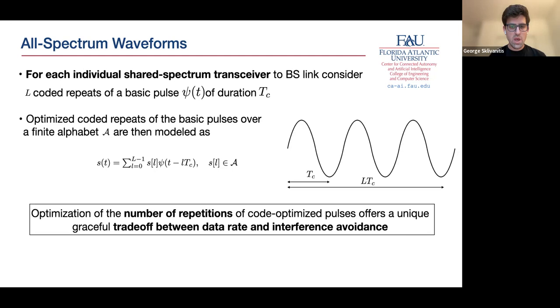Now, optimizing the number of repetitions, essentially the length of this waveform, allows you to trade off between how fast you are sending your symbols and how interference avoiding this waveform can be, right? So the longer these codes, the higher the interference avoidance, but the smaller the data rate. The smaller the codes, the higher the data rate, but you are less resilient to interference.